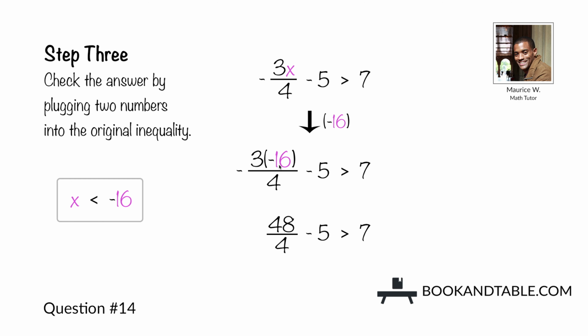Let's now plug in negative 16 to show that it would not work. Negative 3 times negative 16 is positive 48. Positive 48 divided by 4 is 12. 12 minus 5 is 7, leaving us with the false statement, 7 is greater than 7. So that confirms that the answer to question 14 is x is less than negative 16.